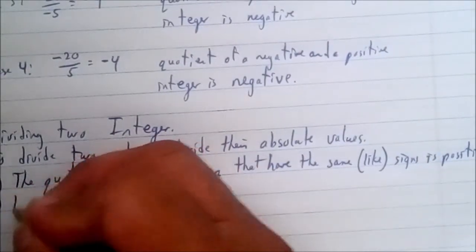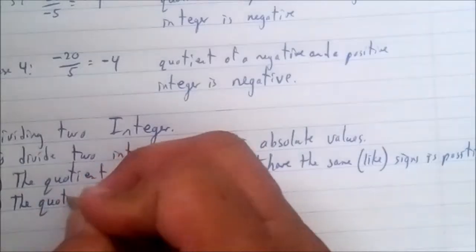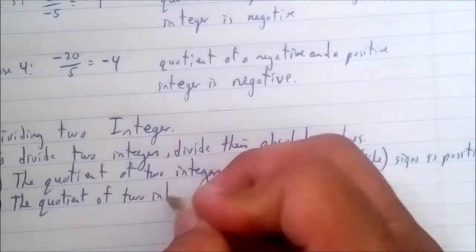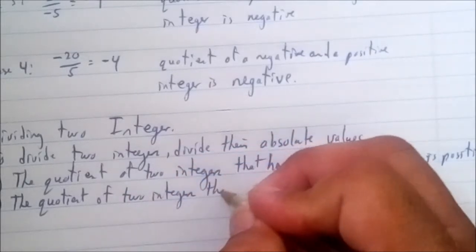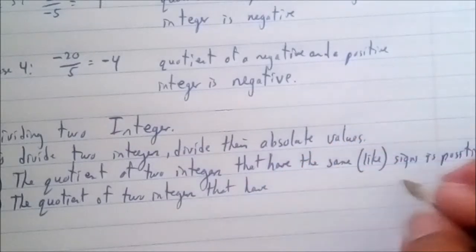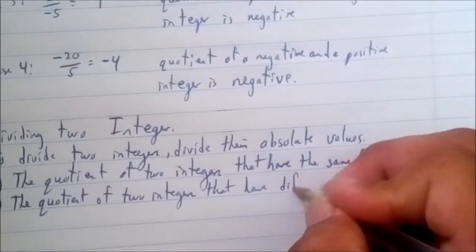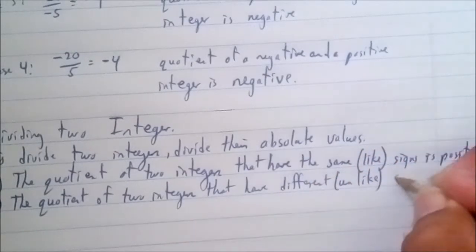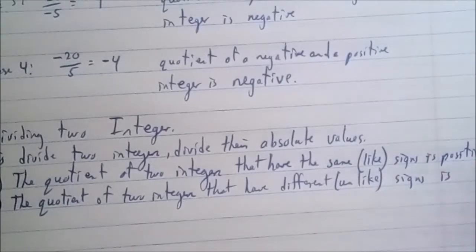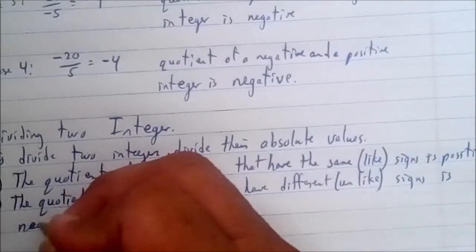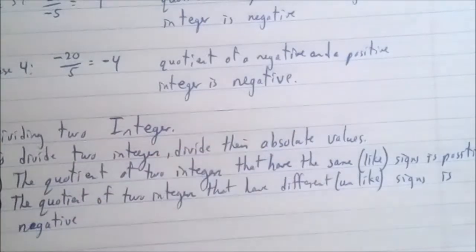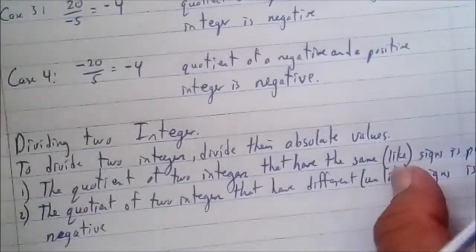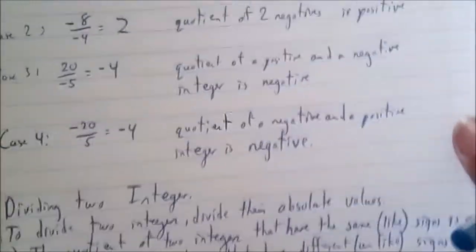2. The quotient of two integers that have different, or what you call unlike, signs is negative. Okay, so that's for division. So let's go now to some examples.